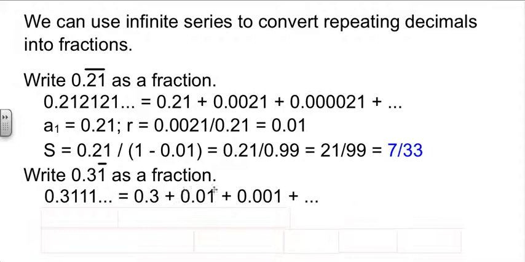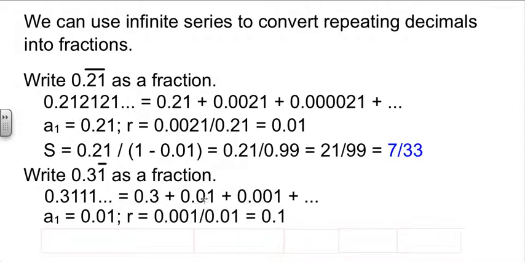Well, this doesn't look like a geometric sequence unless I cover up the 0.3. If I covered up the 0.3 here, these terms do look like a geometric sequence. So I'm going to find the value for those terms first. I know the A1 of that sequence. R is this second term divided by first term, which gives me a value of 0.1.